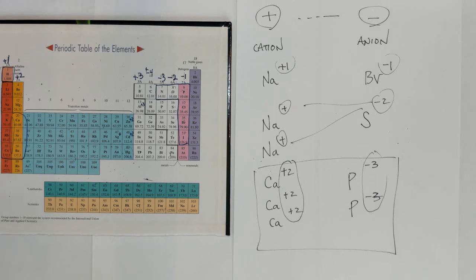This is a good overview and a good start. Sections 2.5 through 2.7 in your book. We'll pick up with naming and formula writing of different ionic compounds in the next video.